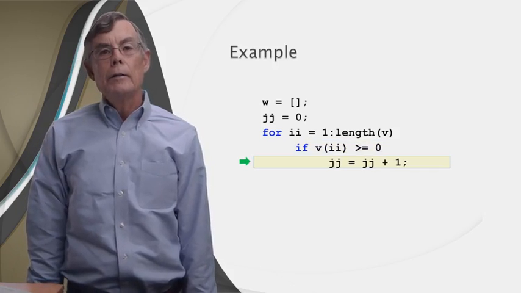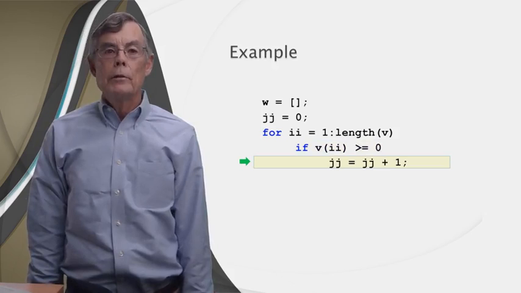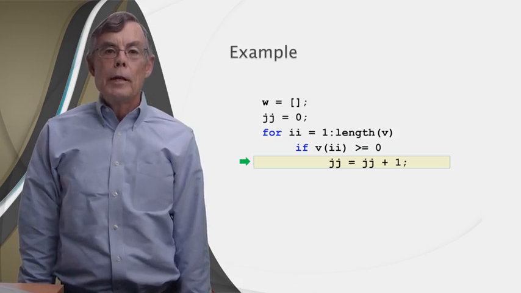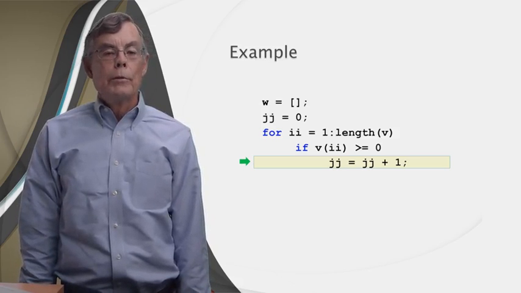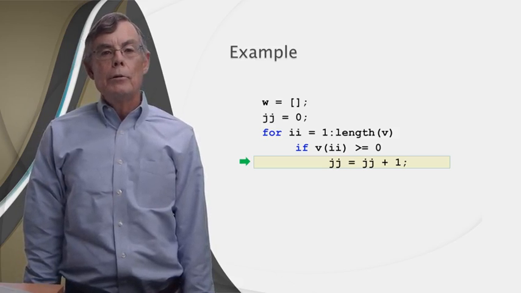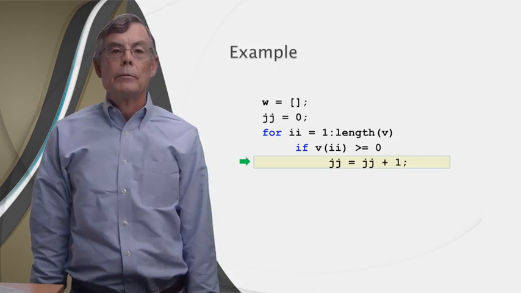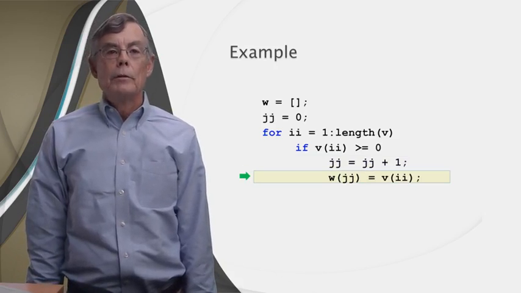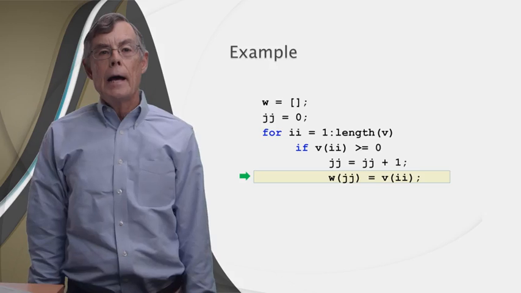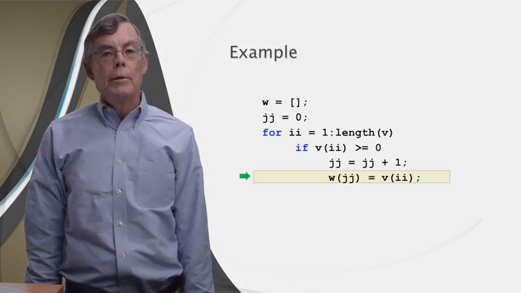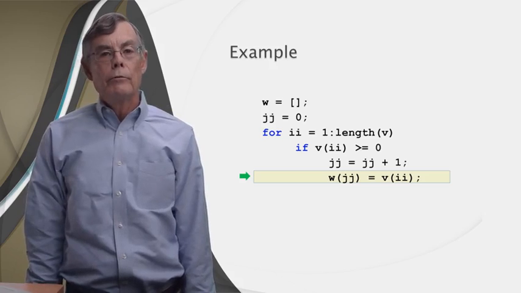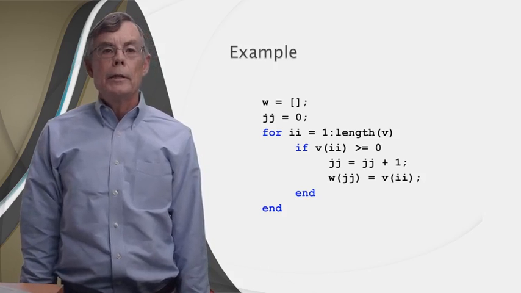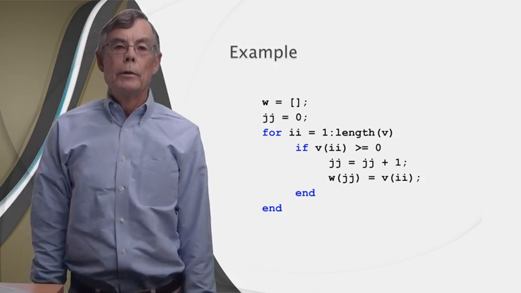If v(ii) is non-negative, we need to insert it into w. We do that by first incrementing jj by 1. Remember, it started at 0. And we need to do that every time there's a new element to add. Then we copy the number into w at the correct position. w(jj) equals v(ii). Again, notice how we use one index for w and another one for v. And that's it. The remaining two lines are just the end keywords closing the if statement and the for loop.